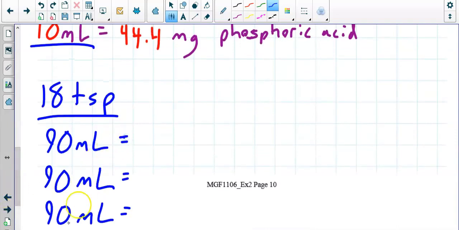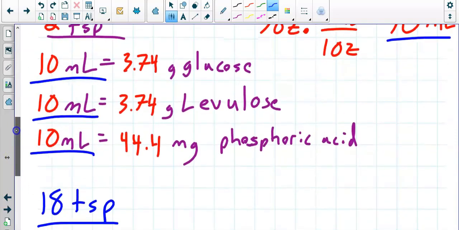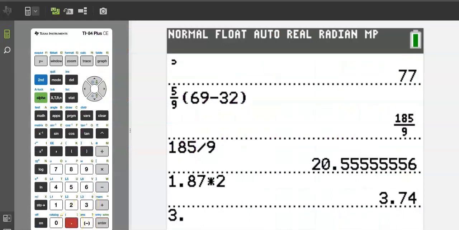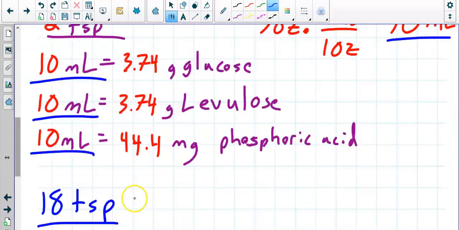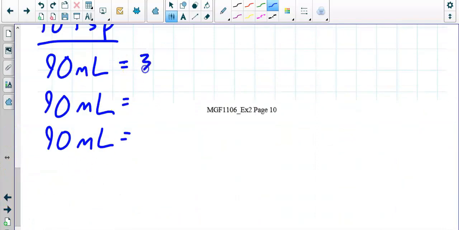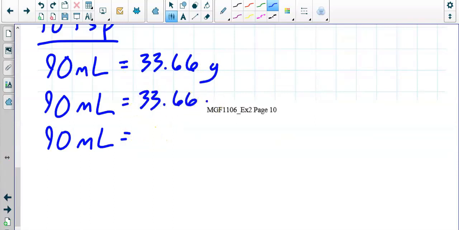So let's figure out what we got. So again, like I said, I'm giving you a lot more information because maybe they'll ask about one of the other ones. So we're going to take the 3.74 times 9. So that's how many grams we'll have of those first two, the glucose and the levulose, whatever, that we have. So we'll have 33.66 grams of the glucose and the levulose.